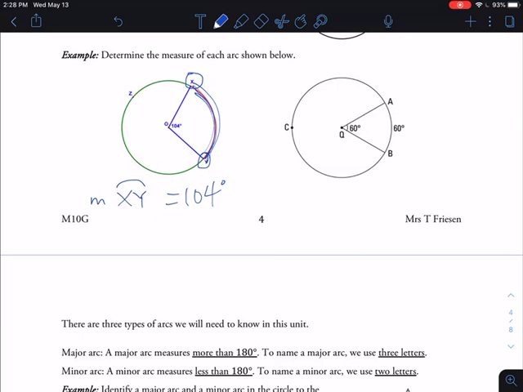Okay, so that's the notation. And then here I made it very easy for you. You can already see that we know that the angle is 60 and the arc is 60. And that's a pattern we're going to see many times in this unit.